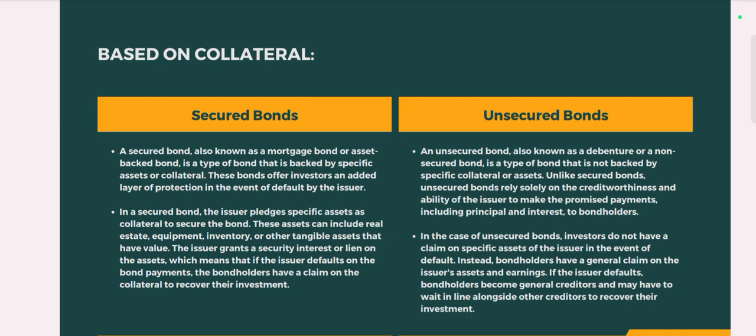In the case of an unsecured bond, investors do not have a claim on specific assets of the issuer in the event of default. Instead, bondholders have a general claim on the issuer's assets and earnings. If the issuer defaults, bondholders become general creditors and may have to wait in line alongside other creditors to recover their investment.